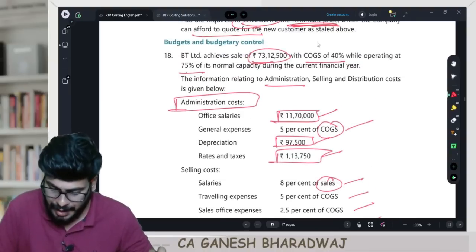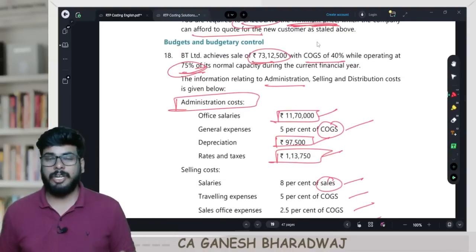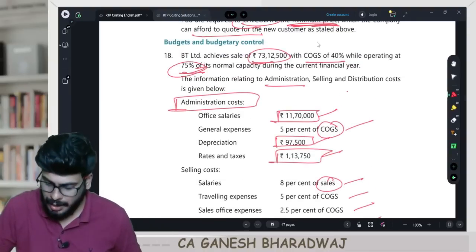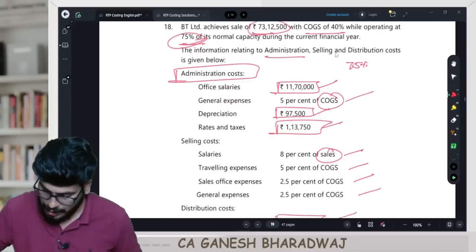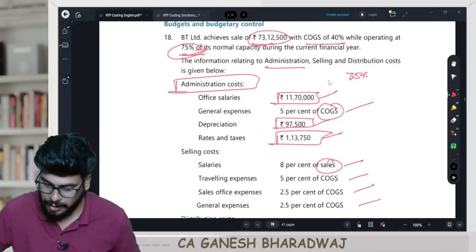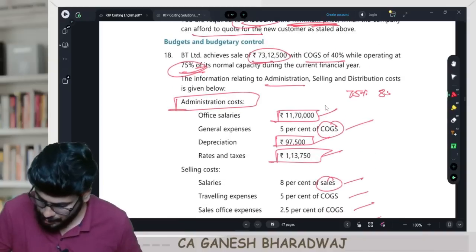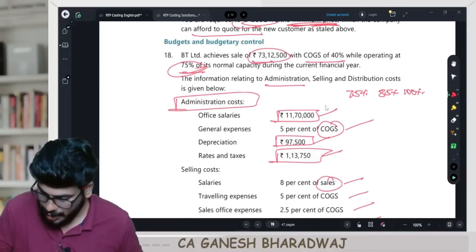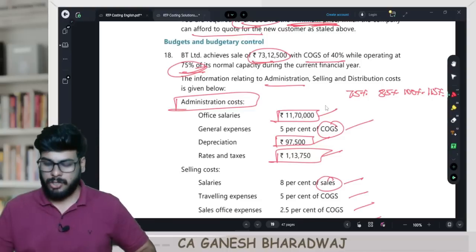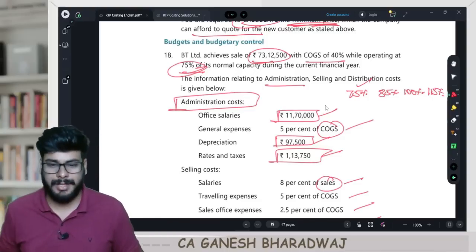Right now we are operating at 75% capacity level. They have asked for 3 other capacity levels. What are they? 85%, 100% and 115%, right? So 4 capacity levels. Out of this, 1 is given, right?